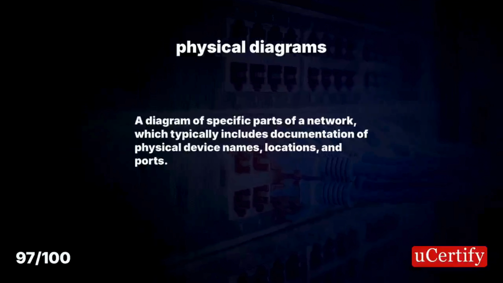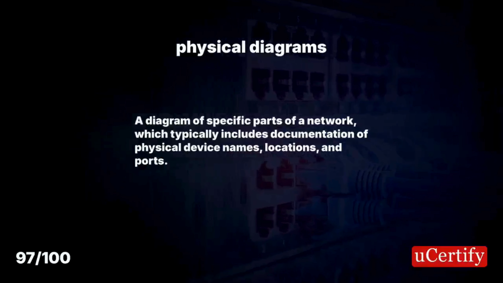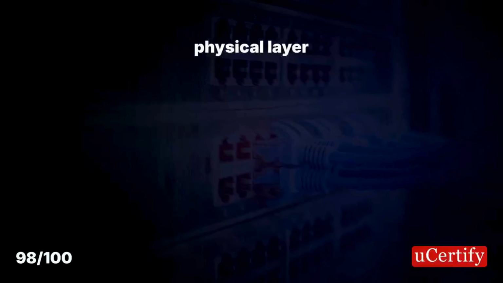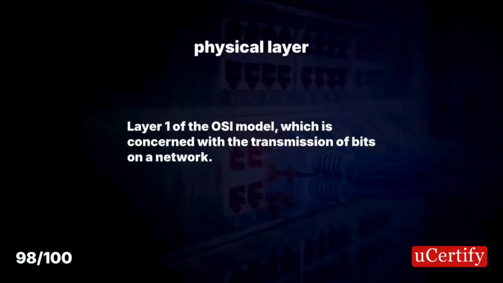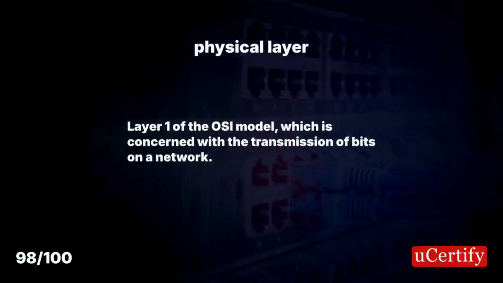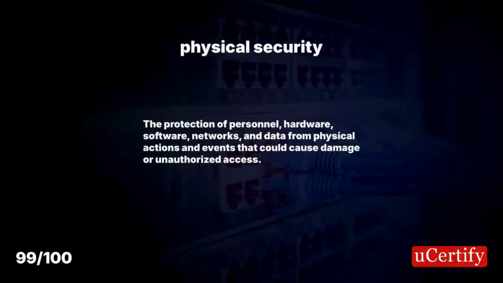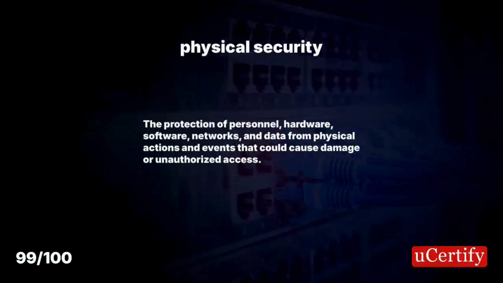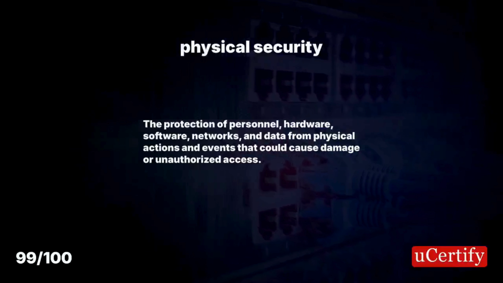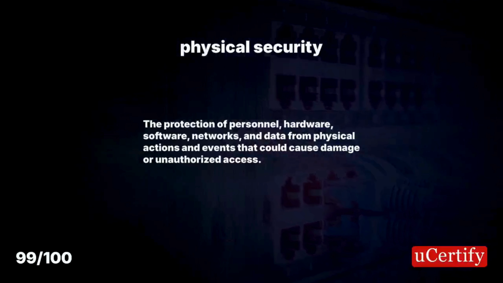Term: physical diagrams. Definition: a diagram of specific parts of a network, which typically includes documentation of physical device names, locations, and ports. Term: physical layer. Definition: layer 1 of the OSI model, which is concerned with the transmission of bits on a network. Term: physical security. Definition: the protection of personnel, hardware, software, networks, and data from physical actions and events that could cause damage or unauthorized access.